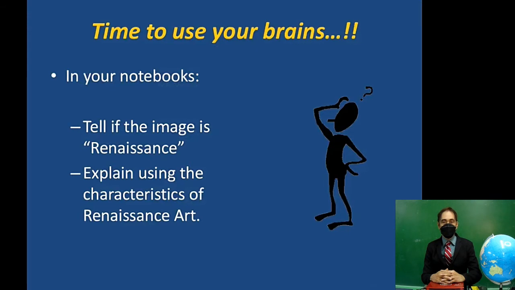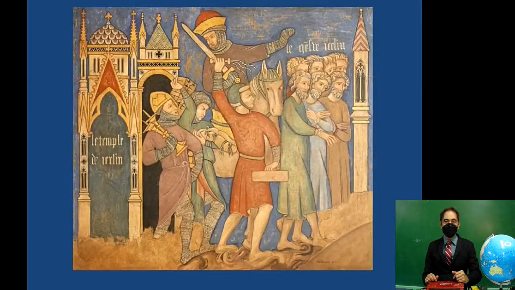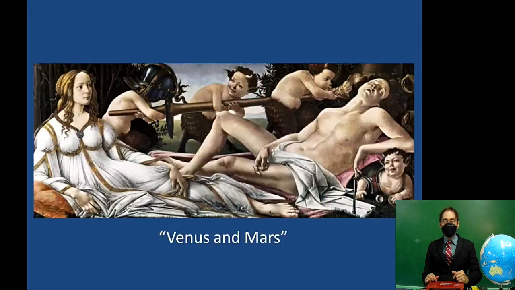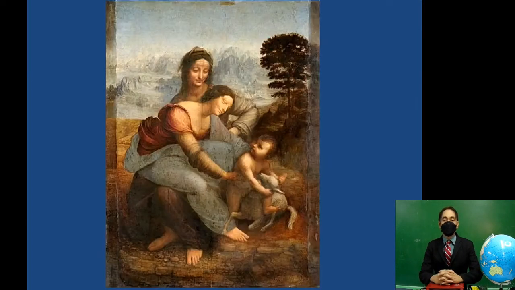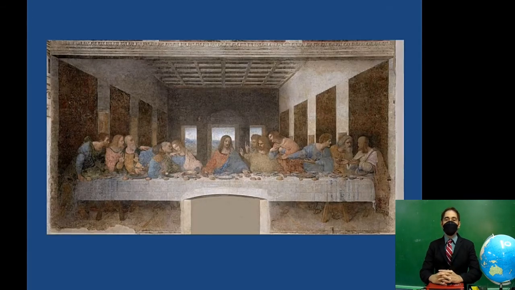Now, time to use your brain. Tell if the image is Renaissance and explain using the characteristics of Renaissance art. Is that Renaissance or medieval? Is that Renaissance, the Venus and Mars? Is that Renaissance? Now test your ability to recognize what is a Renaissance painting compared to a medieval period painting.